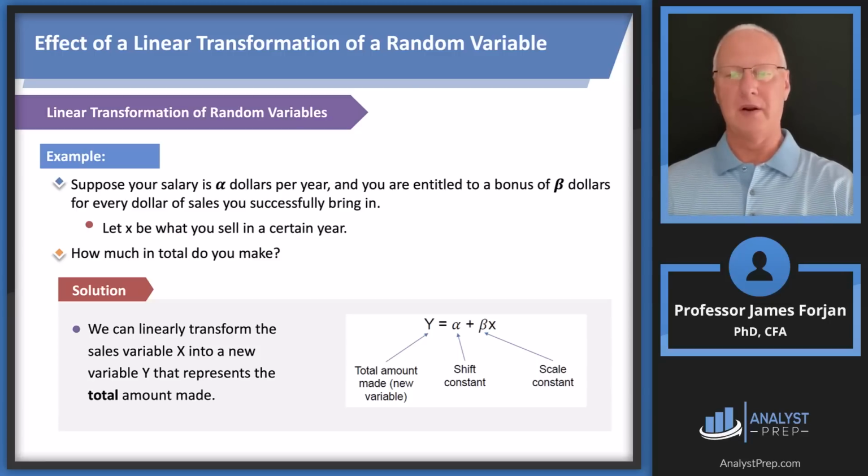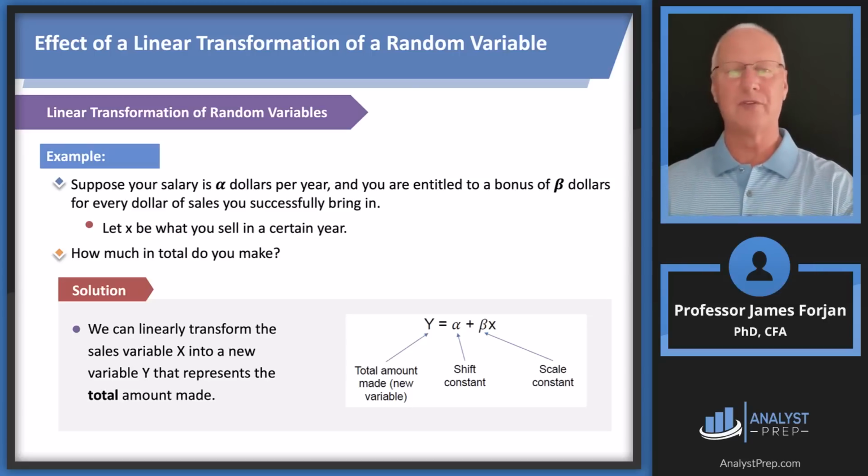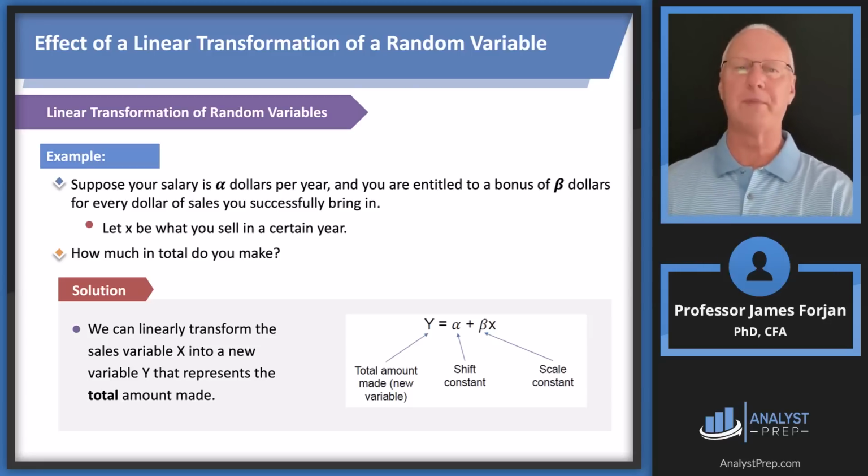So we say that our total amount made, which is our new transformed variable, is equal to a constant, that's our salary, plus some adjustment for a bonus. So if X is 0, then we just make our salary, right? We just make the alpha. We make the vertical intercept term.